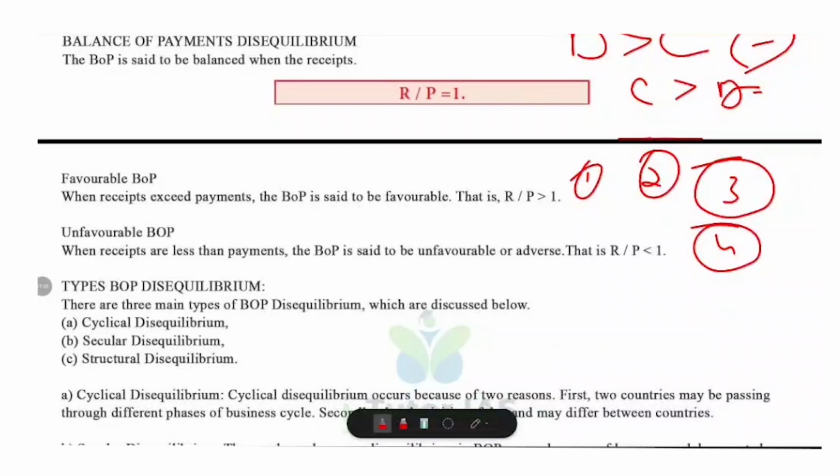So if a country earns more from export, tourism and foreign investment than it spends on import and foreign obligations, it is like having a positive bank balance, that is favorable BOP. And if the country spends more than it earns from the world, it is like going into overdraft, that is unfavorable BOP. So favorable BOP means credit is greater than debit, and unfavorable BOP means debit is greater than credit.